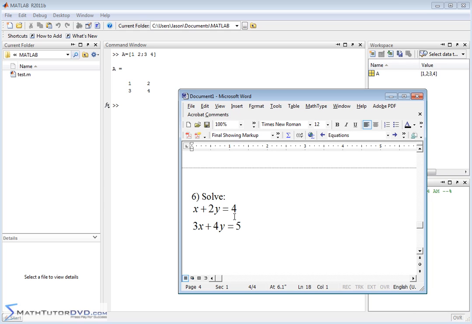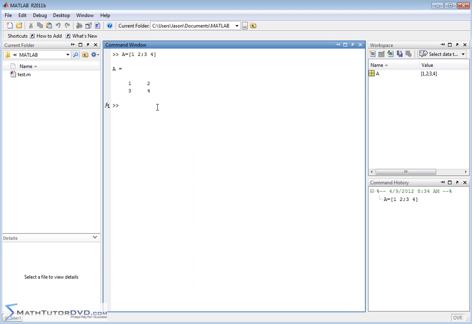The right-hand side needs to be a column matrix with 4 and 5. So I'll say B is equal to 4 semicolon 5. The reason I put the semicolon there is because I want the B matrix to be a column matrix. Anytime you have a semicolon, it tells MATLAB to go to the next line when you're inputting matrices. We've already talked about that before. So we have the A matrix defined, which is the left-hand side of the equal sign in our system, and we have the B matrix defined, which is the right-hand side of our system.